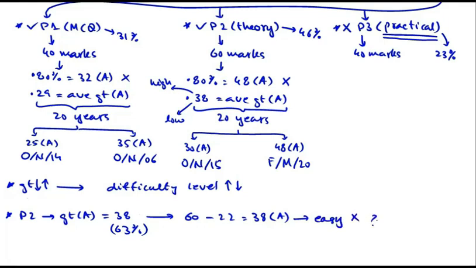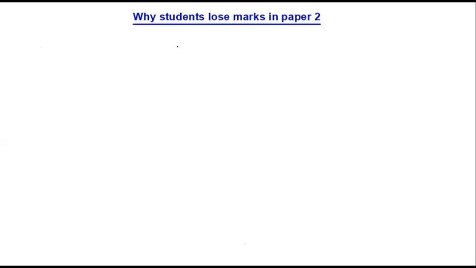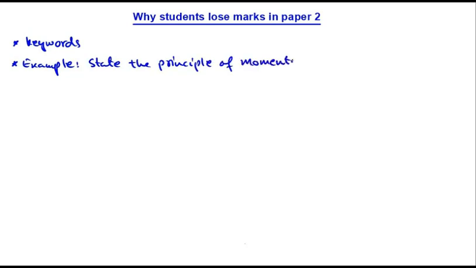Let me explain why. Actually, students, sometimes it's very easy to lose marks in paper 2. For example, a lot of students lose marks in paper 2 just by omitting the keywords from their statements and definitions. Let me give you an example here. Students, sometimes in paper 2, we are asked to state the principle of momentum conservation. And this part of the question is usually for 2 marks. Now, to score full marks in this part, we should write this statement as our answer.